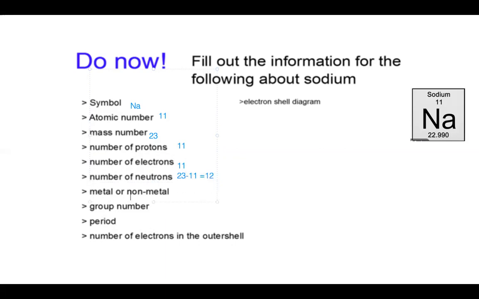It is a metal, which is in group 1. Period is another word for row. So it is in row 3, so period 3. And it's in group 1, so it has 1 electron in its outer shell.